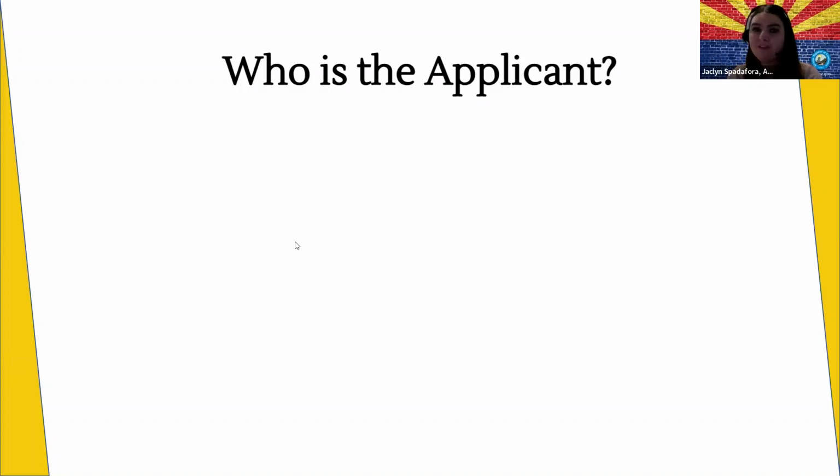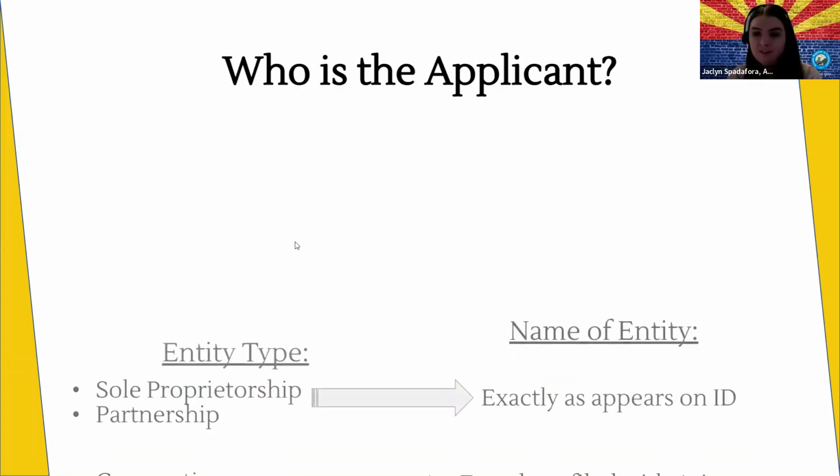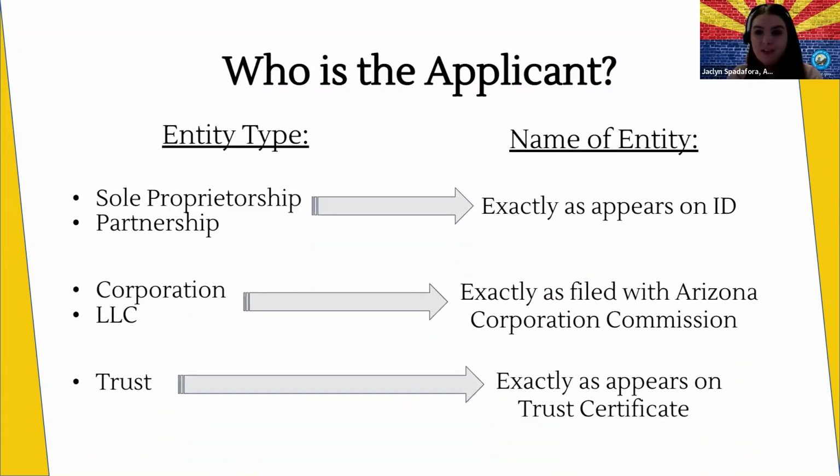The first step of that is to determine who is the applicant. So here in Arizona, we actually license that entity rather than an individual. So you'll want to determine what type of entity type you're going to be. So if you're looking at a sole proprietorship or a partnership, that entity will be made out of the names that appear on your ID.